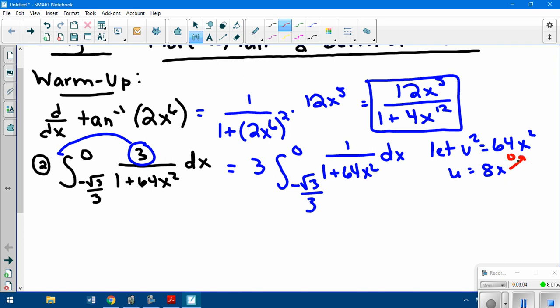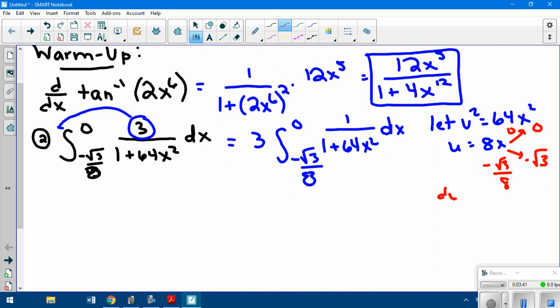So if you plug 0 into 8x, you still get 0, so the upper bound's not going to change. But if I plug radical 3 over 3 in, we're going to get, oops, I just noticed that it's supposed to be radical 3 over 8. So don't be mad, just make that 3 into an 8 over here. So radical 3 over 8, make it nicer for us. If I plug in negative radical 3 over 8 into this, what's it going to end up being? Just negative radical 3, because the 8's will cancel.